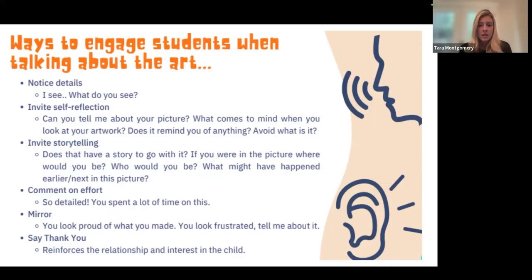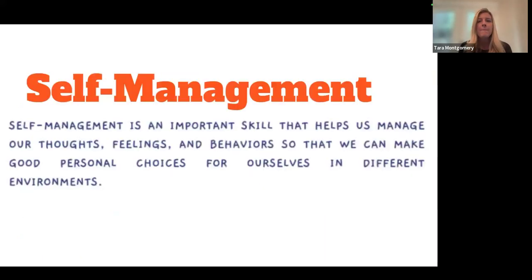Or sometimes in our art classrooms, we have students that are really frustrated because it doesn't look the way they thought it should look, or they might be comparing themselves with a peer. And so they might not be super happy about it. So you can just invite them to talk about it. And then always say thank you, because that reinforces the relationship and interest in the child.